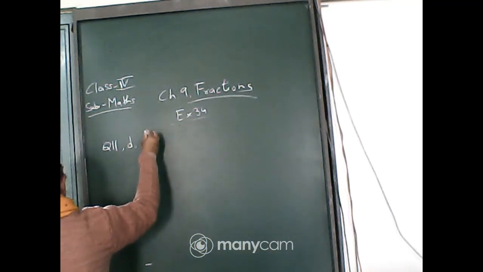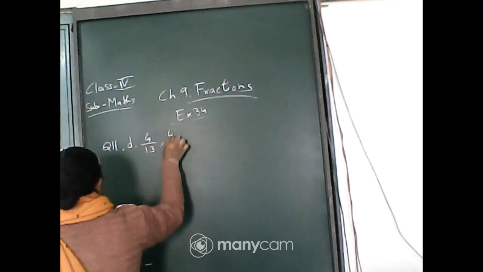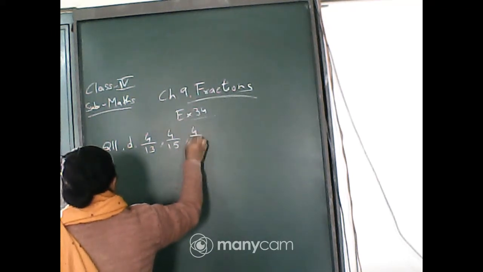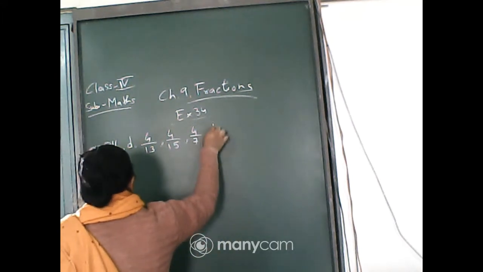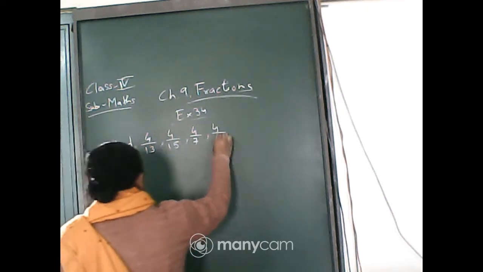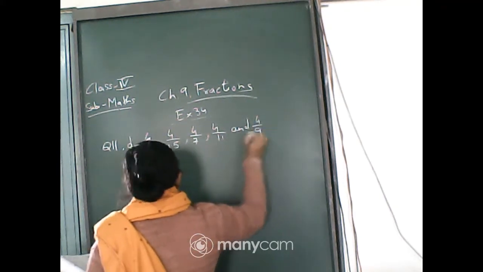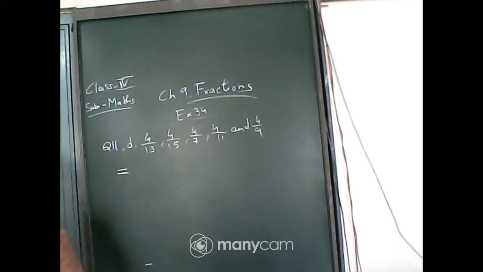Number D is given 4 by 13, 4 by 15, 4 by 7. See, here is one printing mistake. 9 by 7 is given. It will be 4 by 7. Okay. Next one is 4 by 11 and 4 by 9. Here you have to do the opposite. That means here you have to write the bigger one first. So the denominator which is less gives the bigger fraction.